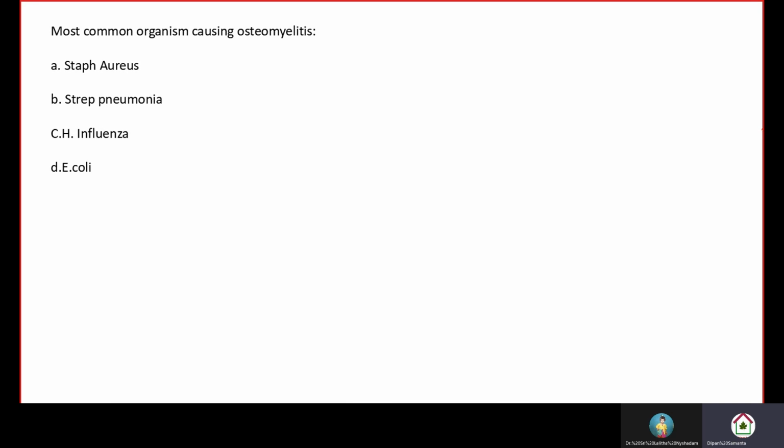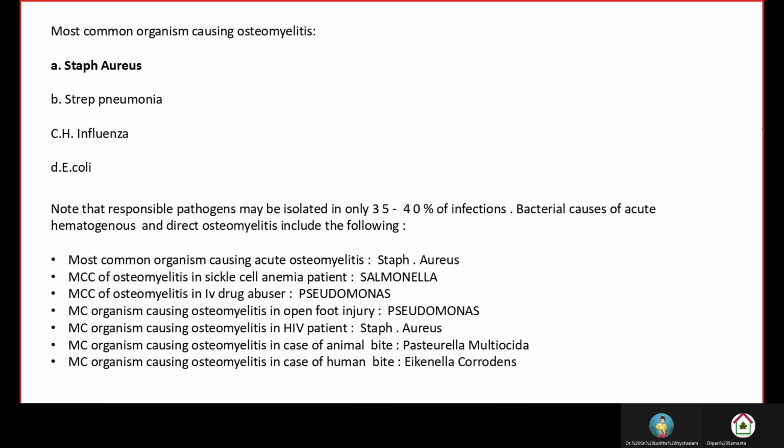Next question: the most common organism causing osteomyelitis is Staphylococcus aureus, Streptococcus pneumoniae, Haemophilus influenzae, or Escherichia coli. And the answer will be Staphylococcus aureus. Osteomyelitis, most common organism.